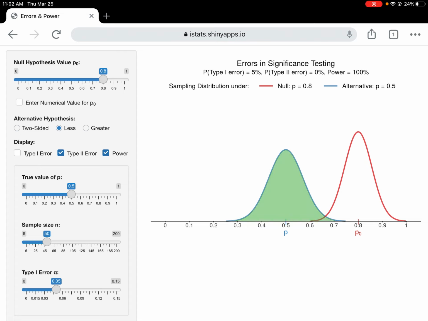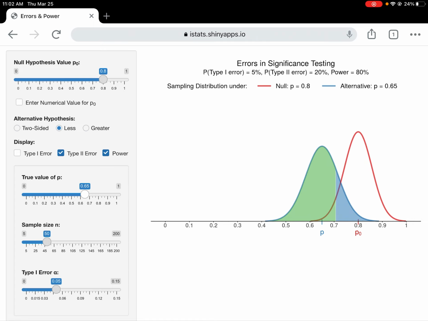I'm going to click the box for power, okay? Oh, there it is. My true value is 0.66 at the moment. My sample size is 50. My alpha is 0.05. So the blue region is the type 2 error, making a bad decision. Our green region is the power of a test, making a good decision. How do we increase the power? Do we increase or decrease the sample size? We want the green region to be more than the blue.